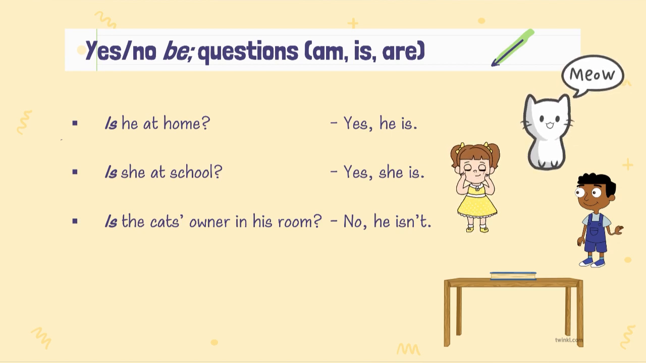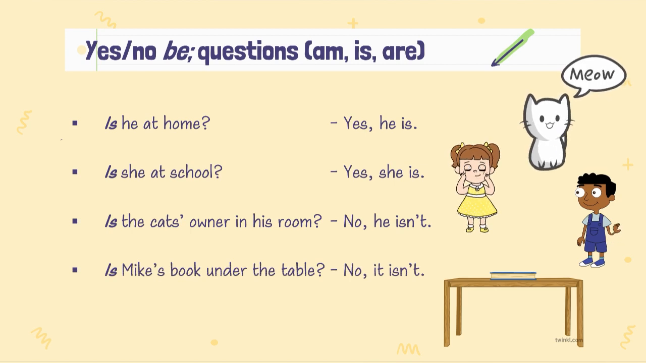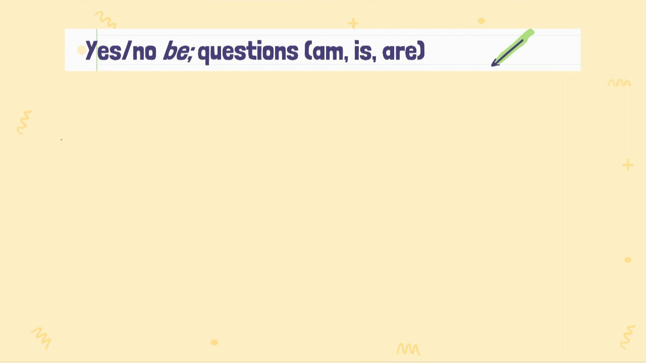The cat's owner, there's only one cat owner. No, he isn't. Is Mike's book under the table? No, it isn't. Mike's book, only one book, right?